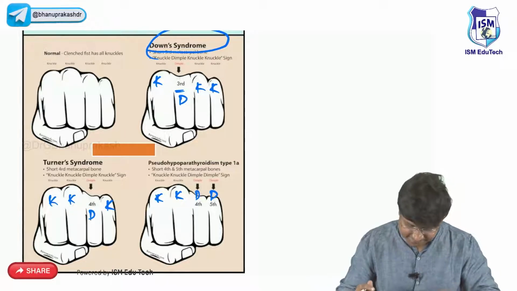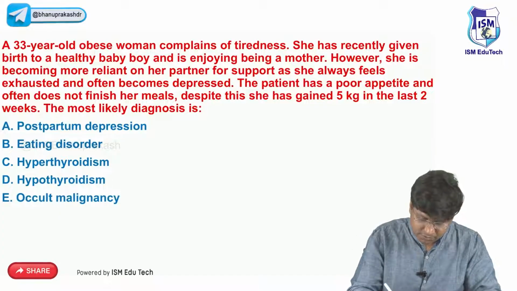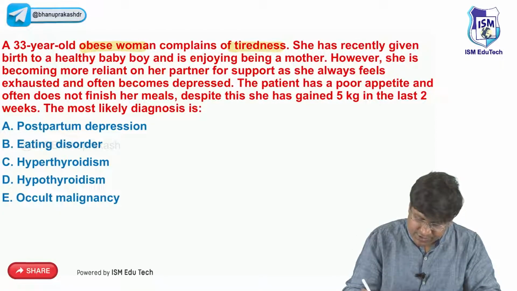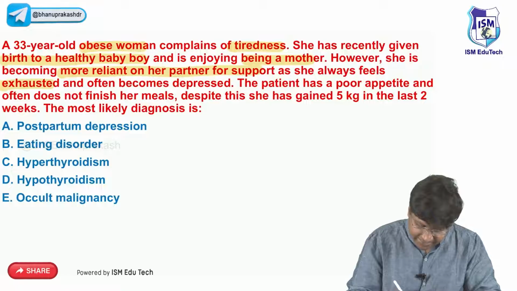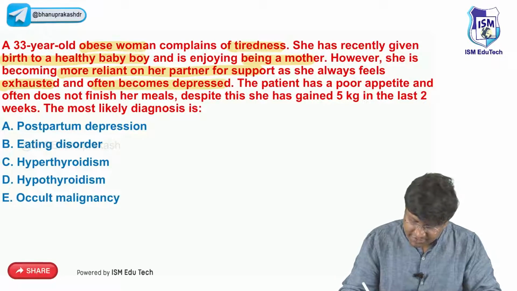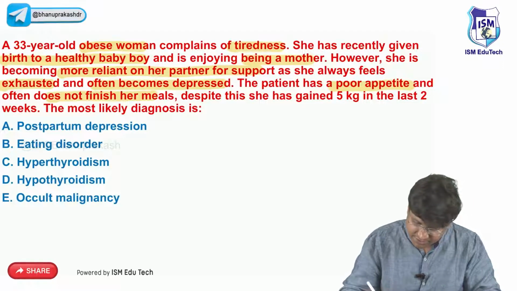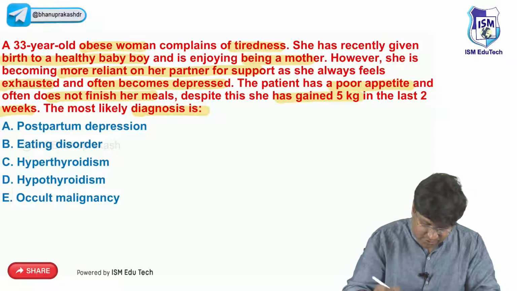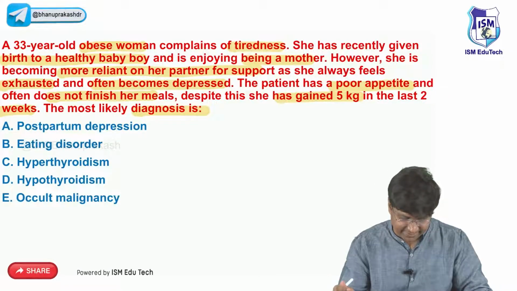Okay, next, you see this question. A 33-year-old obese woman complains of tiredness. She has recently given birth to a healthy baby boy and is enjoying being a mother. However, she is becoming more reliant on her parents for support as she always feels exhausted and often becomes depressed. The patient has a poor appetite and often does not finish her meals. Despite this, she gained 5 kg in the last 2 weeks. Most likely diagnosis: postpartum depression, eating disorder, hyperthyroidism, hypothyroidism, or occult malignancy.